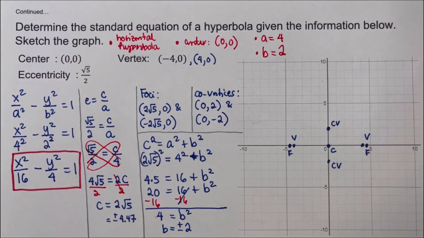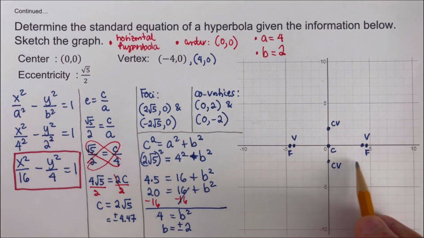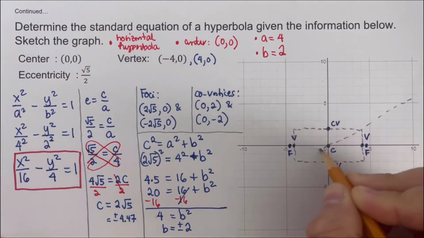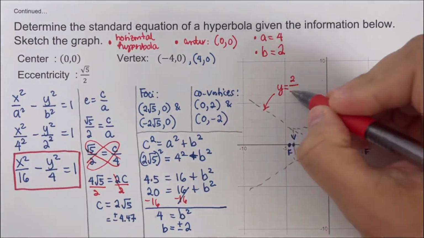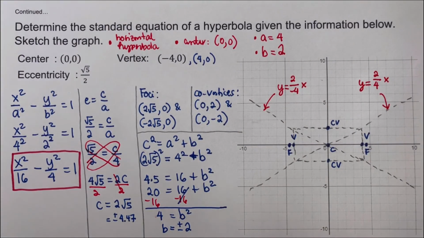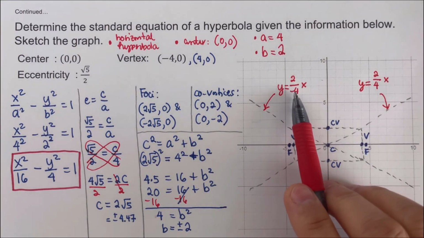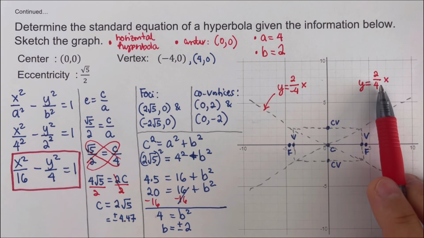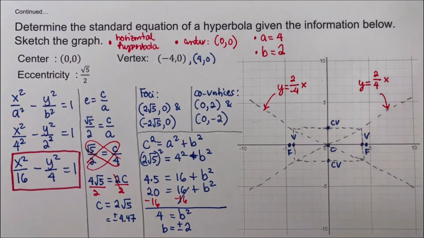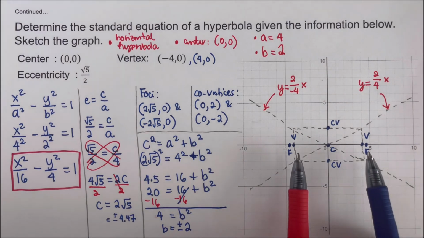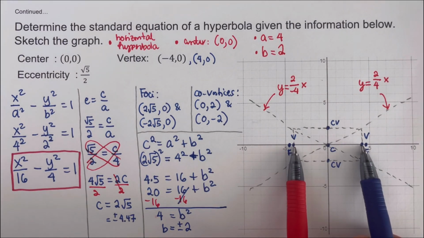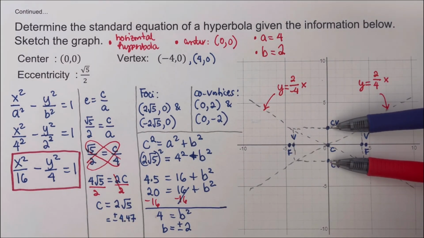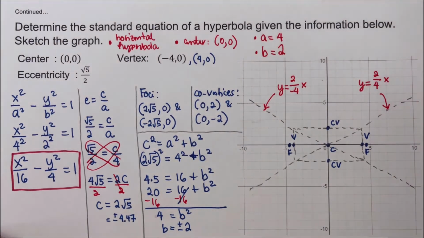Okay, so from here, we can go ahead and draw the central rectangle and the asymptotes for this hyperbola. The equations for these two asymptotes are y equals 2 over negative 4 x, or you can change this to negative 1/2 x, and then the other one would be a positive 1/2 x. From here, we can determine the length of the transverse axis, that's the distance from the vertex to the other vertex, and the length of the conjugate axis, which is the distance from the co-vertex to the other co-vertex. I'm going to show that work up here.